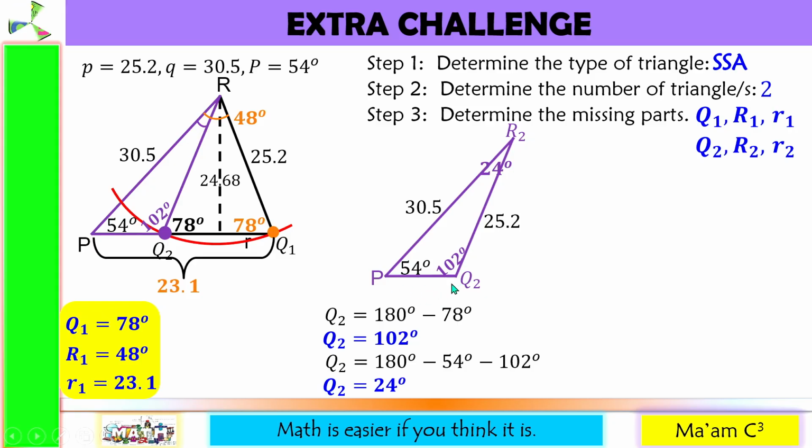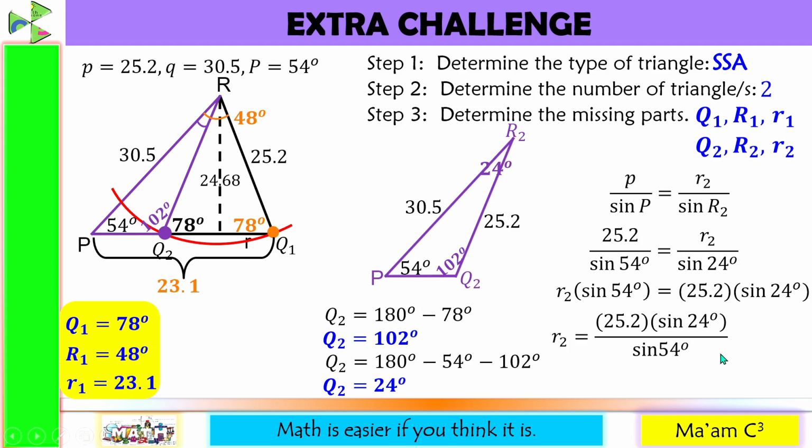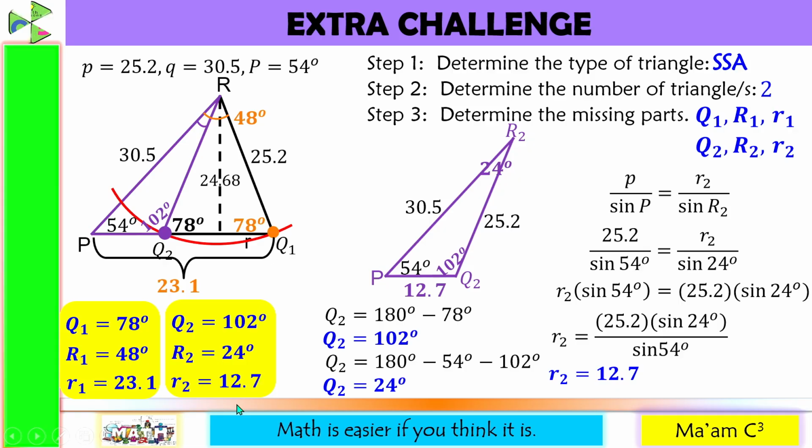I'm going to choose P over sine P is equal to R sub 2 over sine of R sub 2. Let us substitute. So I have 25.2 divided by sine of 54 equals the missing side R sub 2 over sine of 24. Cross multiplication. I need R sub 2, so I'm going to divide both sides by sine 54 degrees. Calculate this, and this should be equal to 12.7. Let me enumerate the parts that we solved from this triangle. We have angle Q sub 2, angle R sub 2, and side R sub 2.